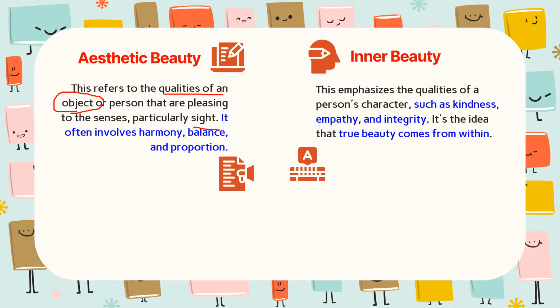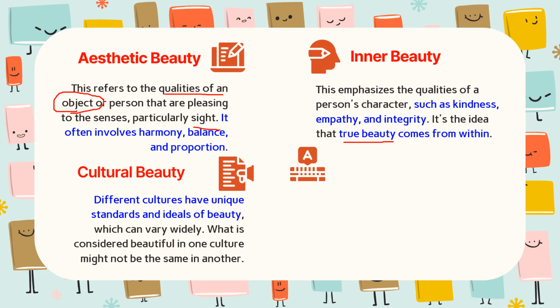Inner beauty, okay. And this emphasizes the qualities of a person's character, such as kindness, empathy, and integrity, okay. It's the idea that true beauty comes from within, okay. Within, without, okay. Within, comes from within, called inner beauty, okay. Number 3, cultural beauty, okay. Different cultures have unique standards and ideas of beauty, which can vary widely. What is considered beautiful in one culture might not be the same in another, okay.